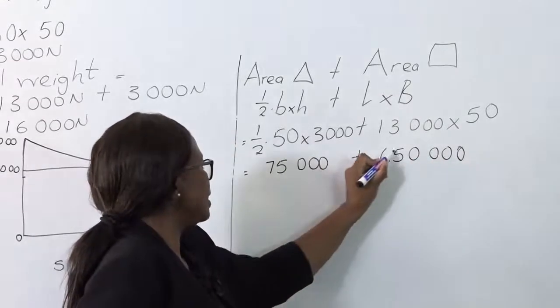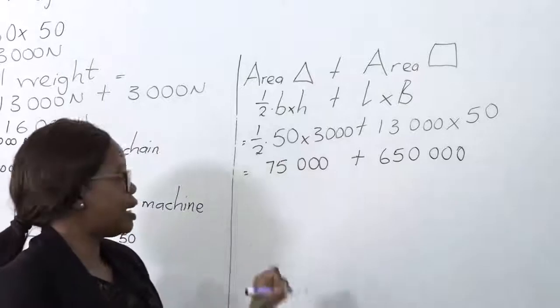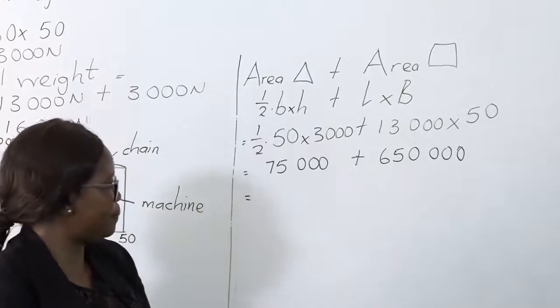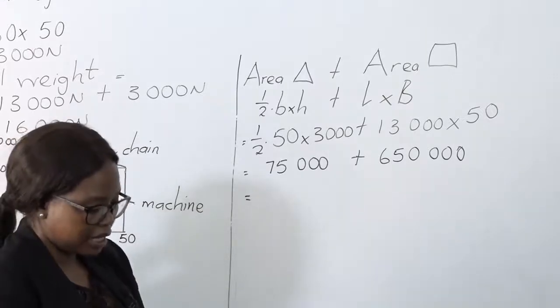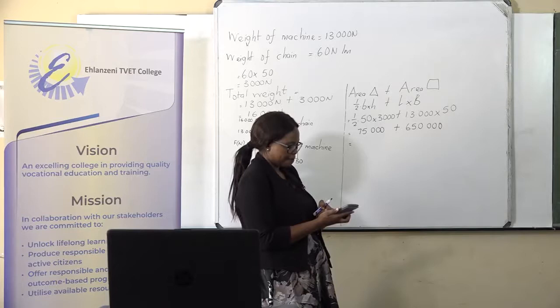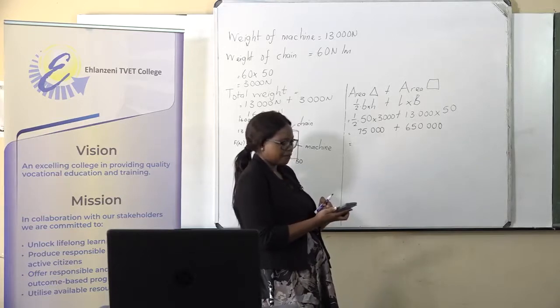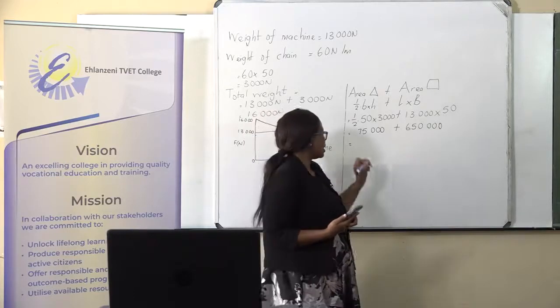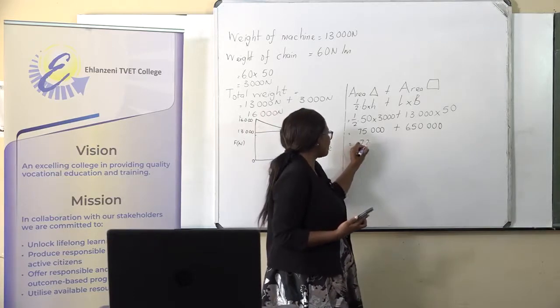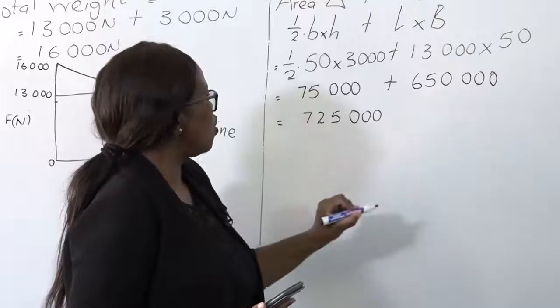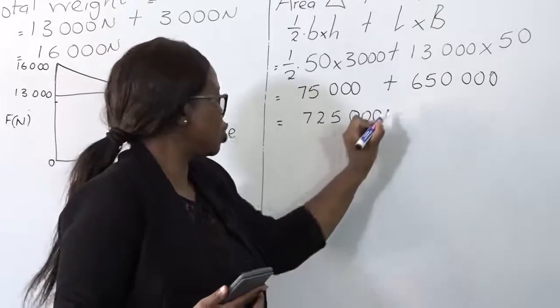Right. Let's add 650,000 plus 75,000. What do we get? 650,000 plus 75,000. I got 725,000. Remember, work done is measured in joules.